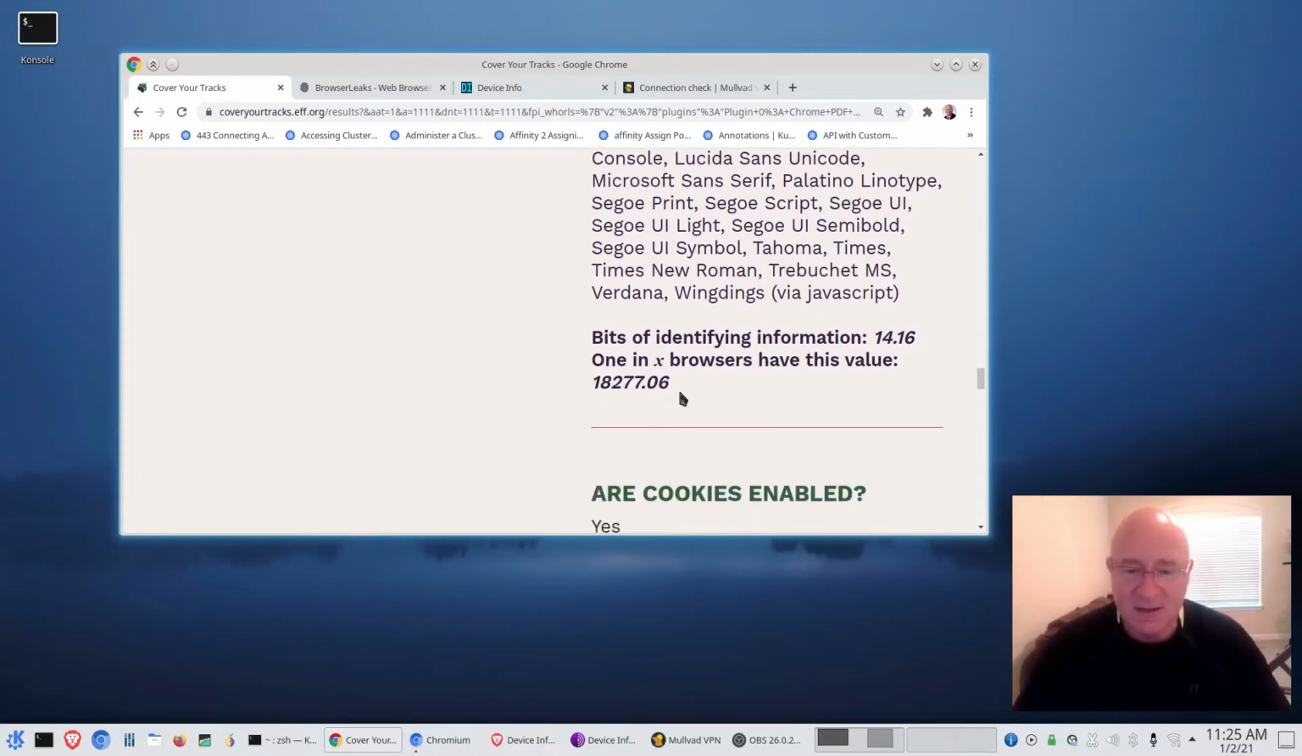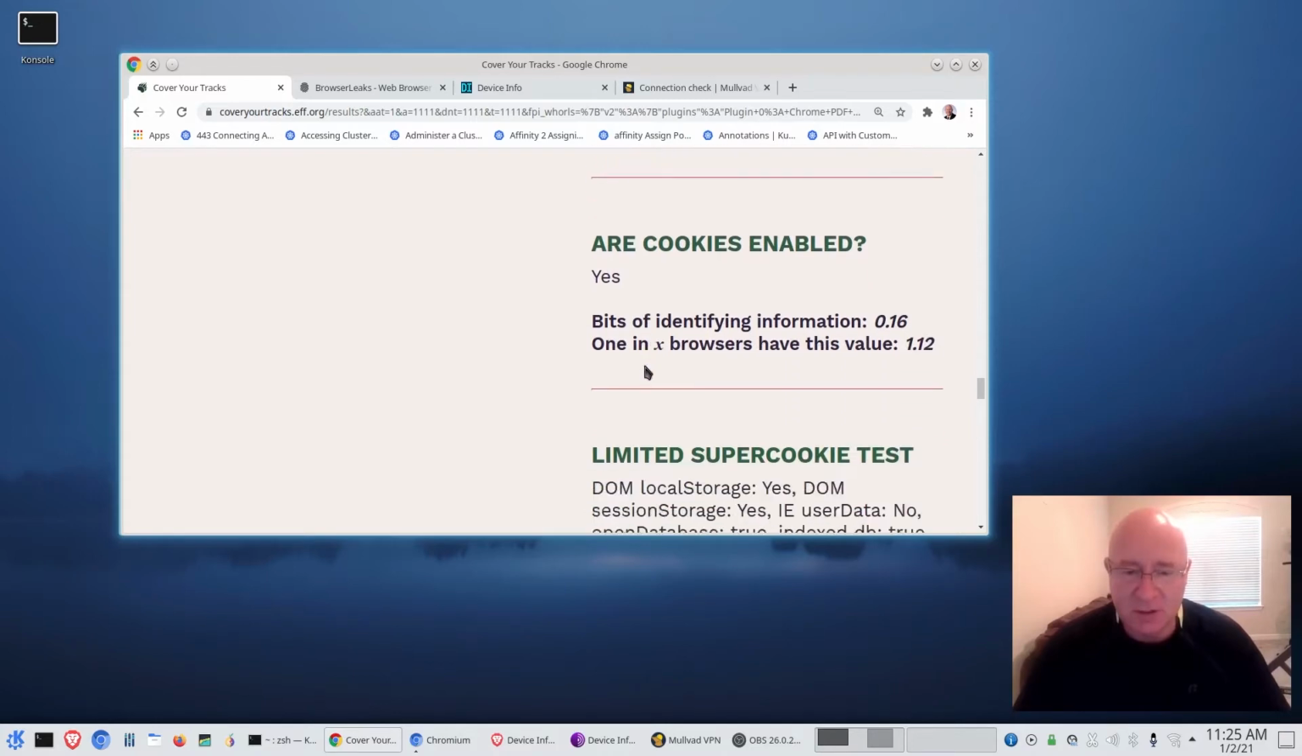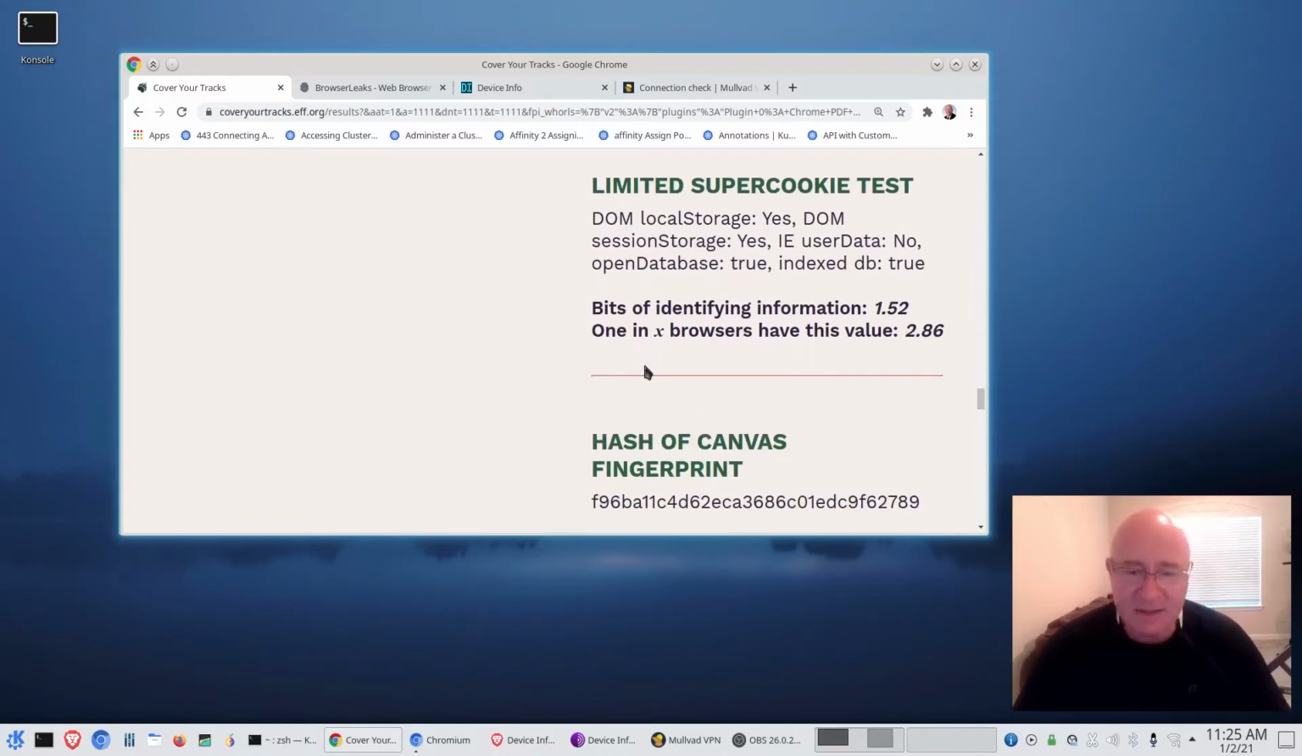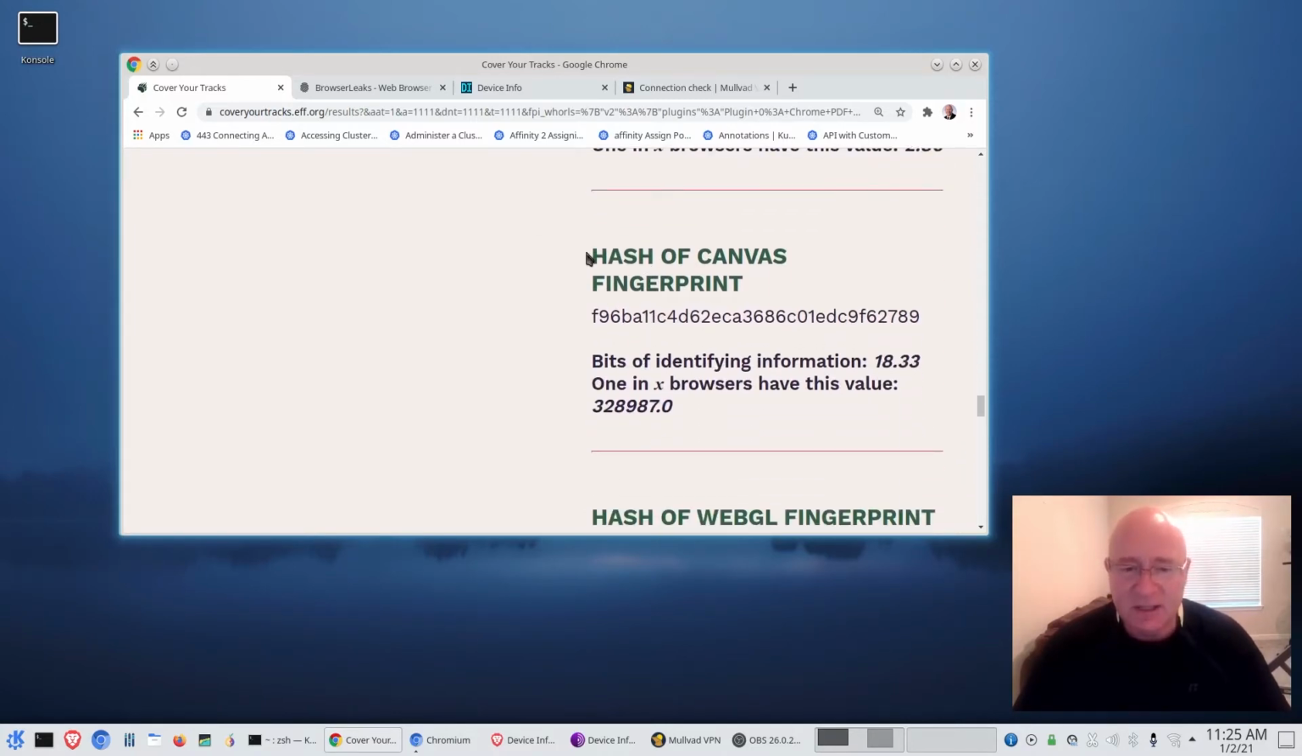And look at this. This is far more identifying for me as 1 in 182,000. Excuse me, 1 in 18,000. So that's more unique than what we've seen so far. Cookies are enabled. Yep, I need that for that test. This is where they get you right here.